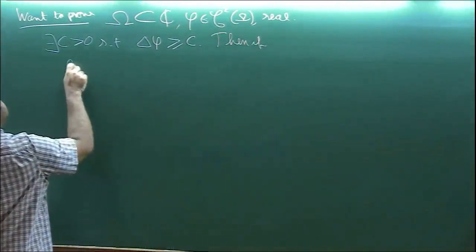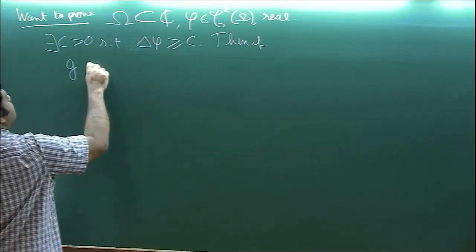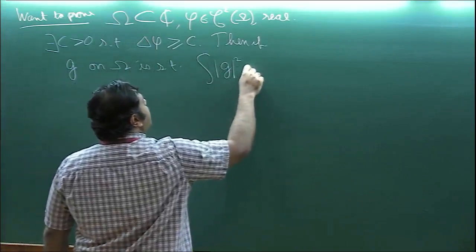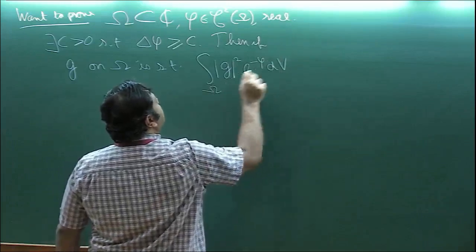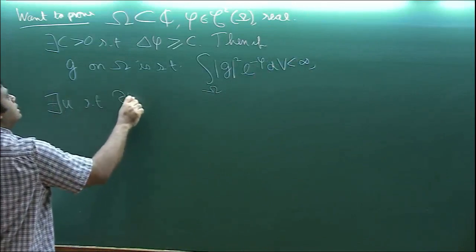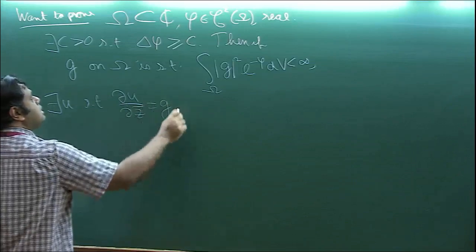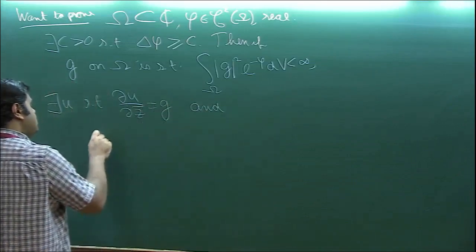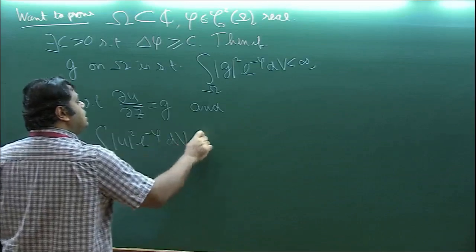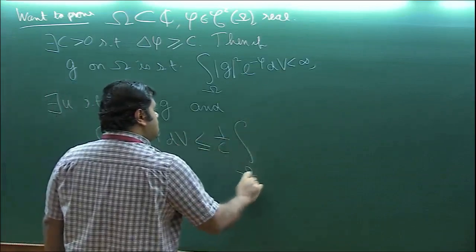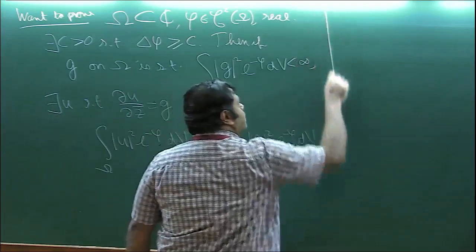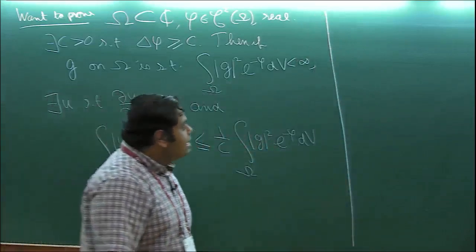if g is a measurable function on omega, such that the integral of g squared e to the power minus phi dv on omega is finite, there exists u such that du over d z bar is equal to g, and we have the L2 estimate, integral over omega, absolute value of u squared e to the power minus phi dv is less than or equal to 1 over C integral over omega of absolute value of g squared e to the power minus phi dv. This is our goal.